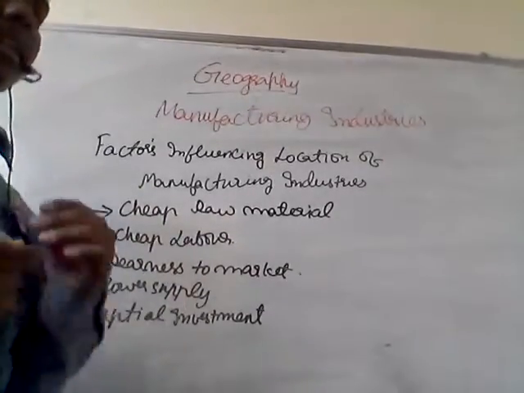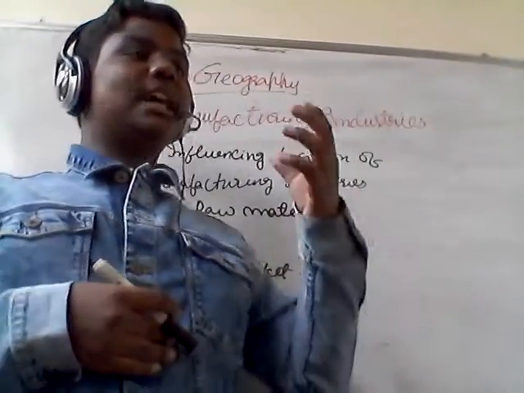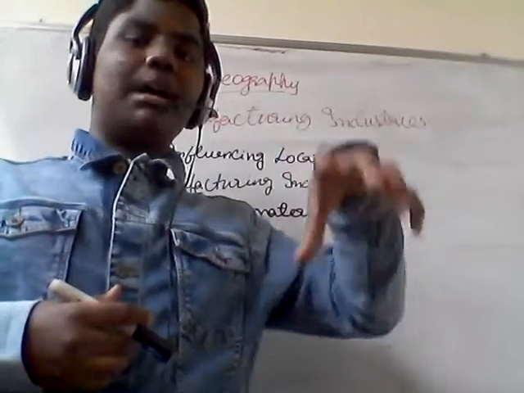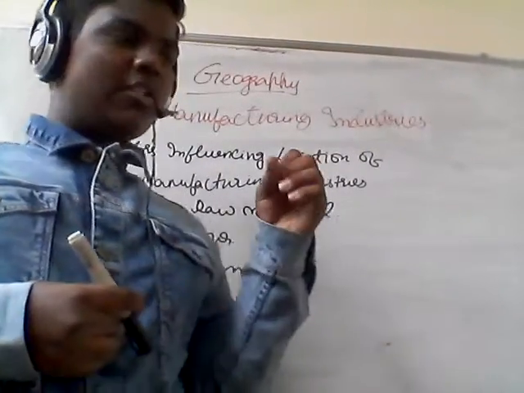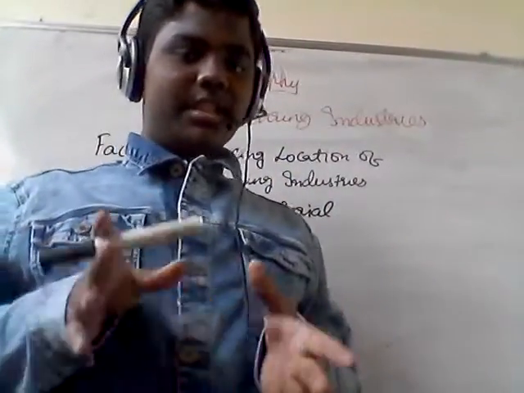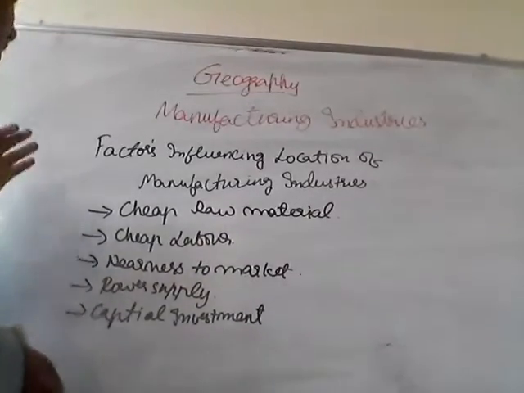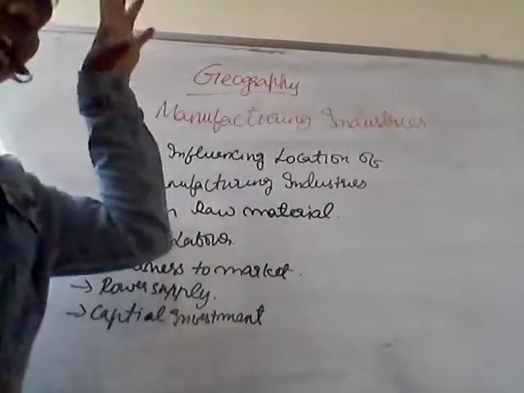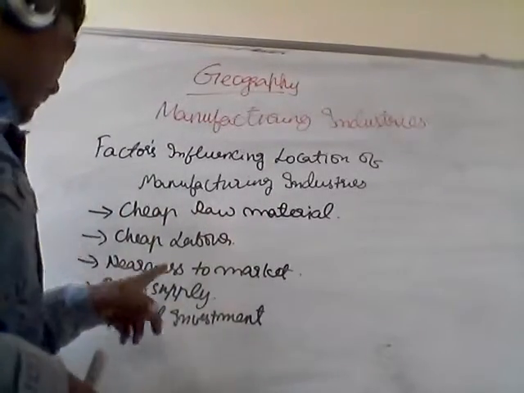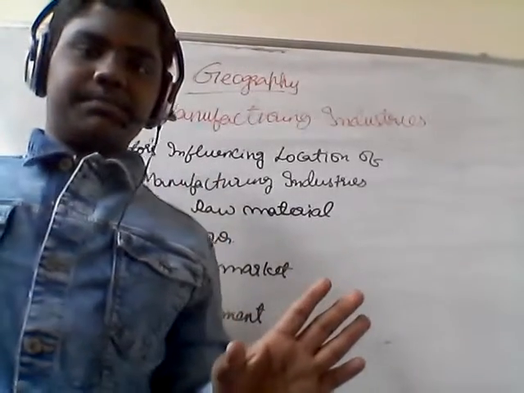Then capital investment. How much money do I have? How much am I capable of spending to put up a manufacturing industry? First, I would be checking how much money I have. Then I would start an industry. So these are the factors which an industrialist would check to establish an industry: that is, cheap raw material, cheap labor, nearness to the market, power supply, and capital investment.